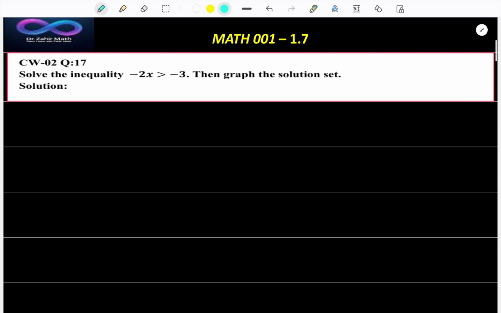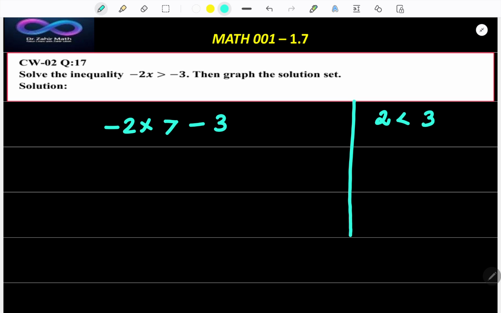Solve the inequality minus 2x more than minus 3. Before going to this, I'll ask you one question. Suppose 2 is less than 3. I divide by minus 1. What is your answer? Minus 2 here and minus 3 here. What happens to this inequality? It will change, because this is the bigger number and this is the smaller number in the negative sign.